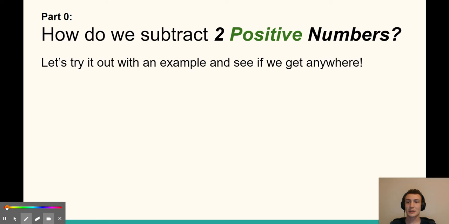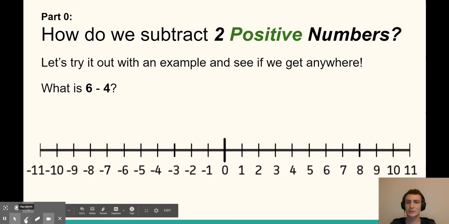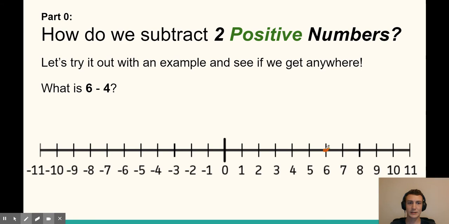Oh, wait. What am I doing, y'all? 6 minus 4. Same exact principle here. We're going to start at 6, and we're going to subtract by 4. Start at 6, subtract by 4. We go back 1, 2, 3, 4. And, oh wait, 6 minus 4? Y'all, we know how to do that. That's just 2. But I want you to do it with the number line.